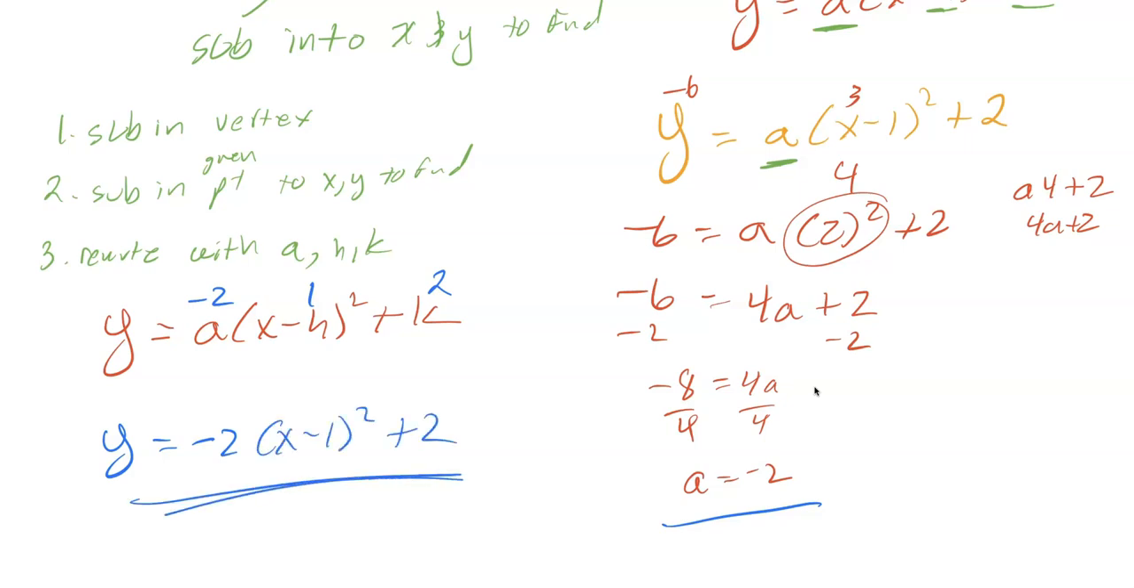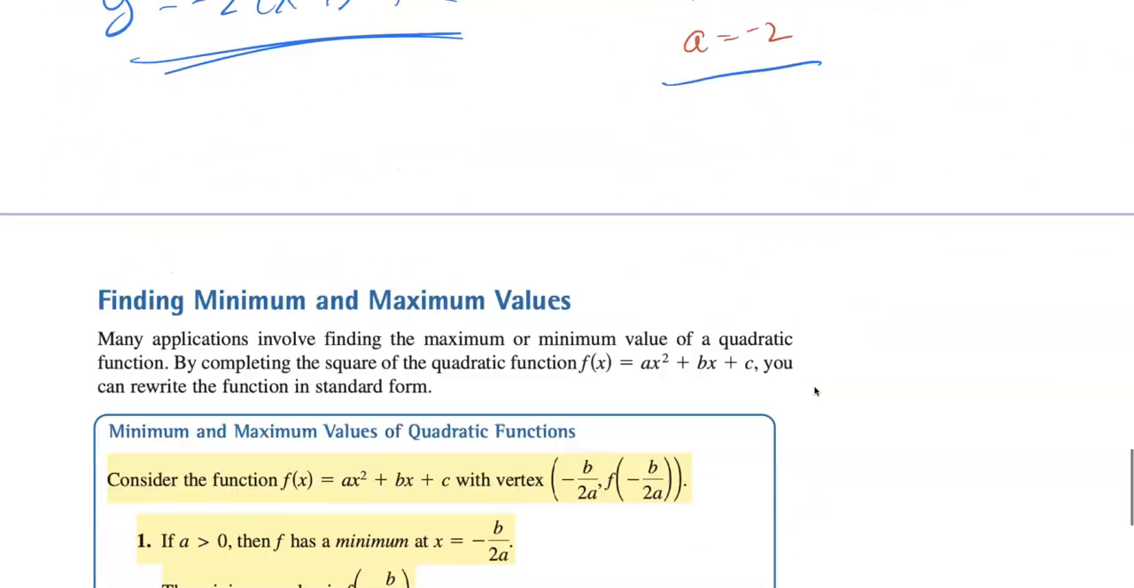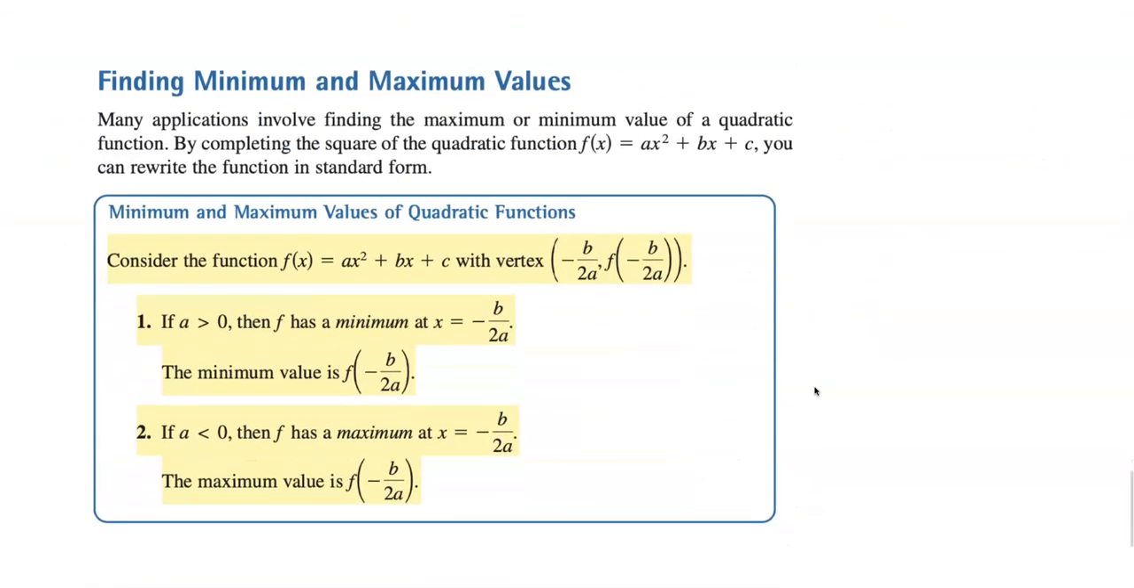That's it in vertex form. Okay, so how do we find the maximum values? Like we talked about earlier, when you have a positive a, a positive leading coefficient, your graph should look like this, and you have a min. When you have a negative a, your graph is upside down, and you have a max.